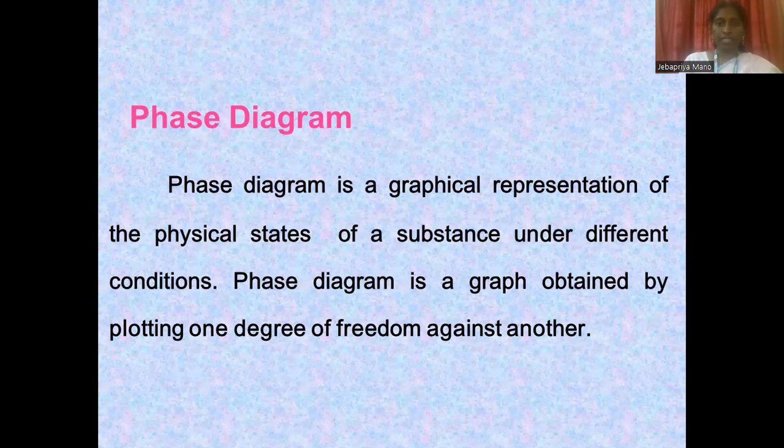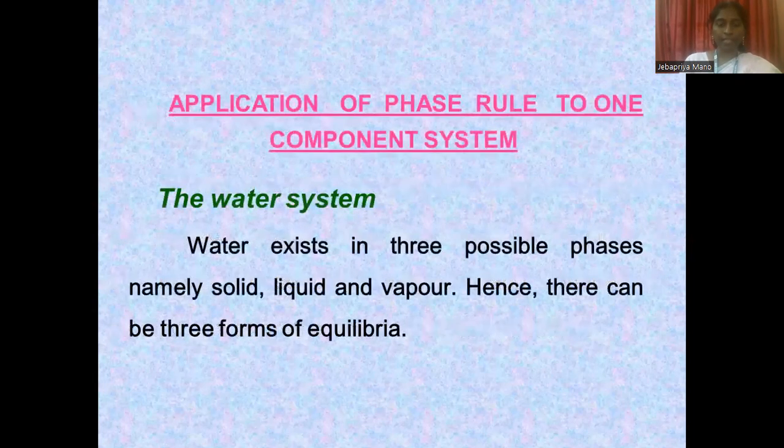Now, let us discuss the phase diagram of one system in detail, and that is the application of phase rule. We are considering the system here as water system. A water system is an example for one component system because the chemical composition is H2O. So we are going to discuss the phase diagram for water system with the help of this phase rule.